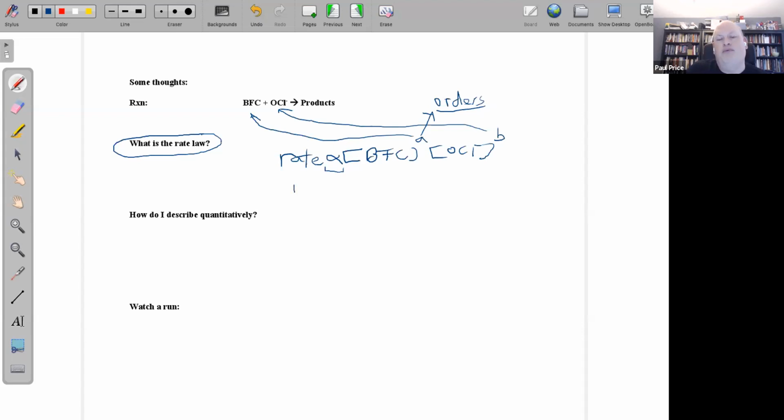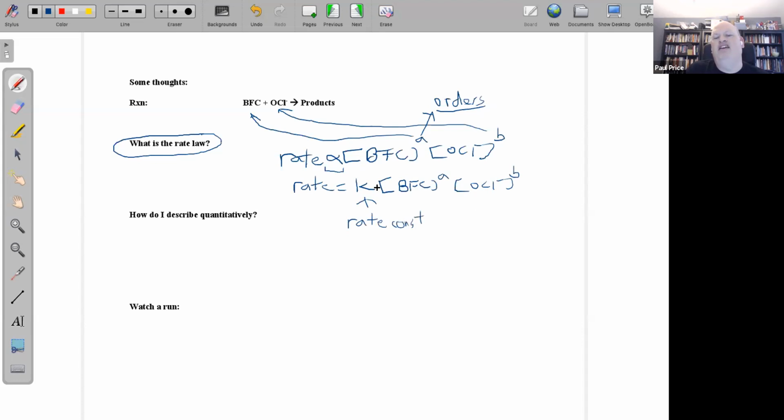And the way we can always turn a proportionality into an equation is by adding a constant. So if I want to get an equality here, I can say that's going to be k, some constant, times blue food coloring times OCl minus, and each is raised to a power. This constant is called the rate constant.